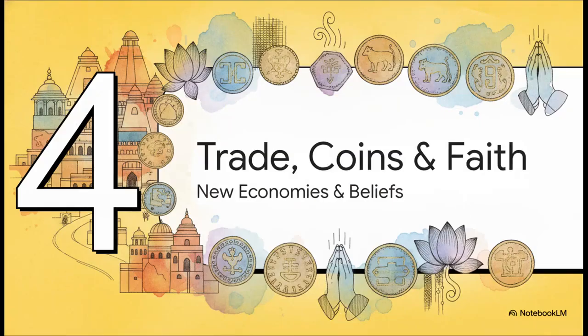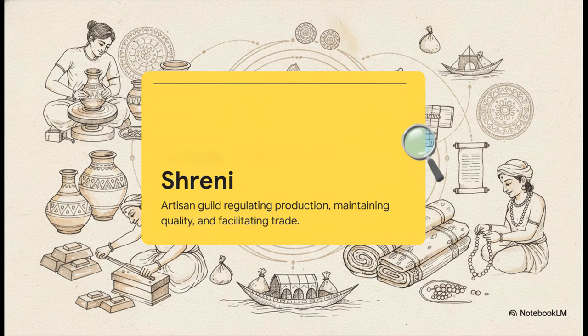Moving right along to Section 4, Trade, Coins, and Faith. New economies and beliefs. Let's talk about the money first, because the huge agricultural surplus let people become full-time craftsmen, making pottery, forging metalwork, weaving textiles, crafting jewelry. These cities quickly turned into absolute manufacturing powerhouses.